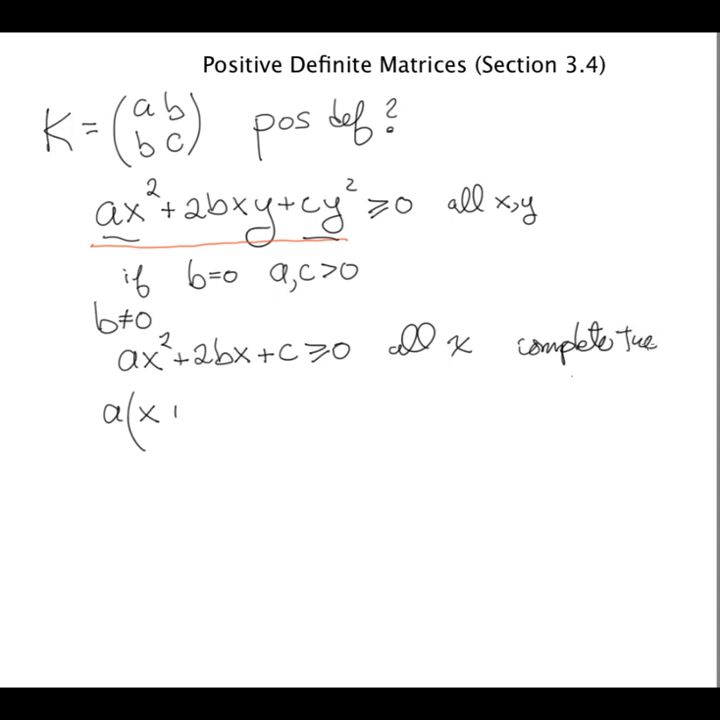Complete the square. I know everybody here remembers how to complete the square, so you don't need to pause the video and go back and remind yourself how to do that, unless you do need to, in which case I recommend you do that. When you complete the square on this thing, what you get is a times x plus b over a squared, plus ac minus b squared over a, which is supposed to be greater than 0.